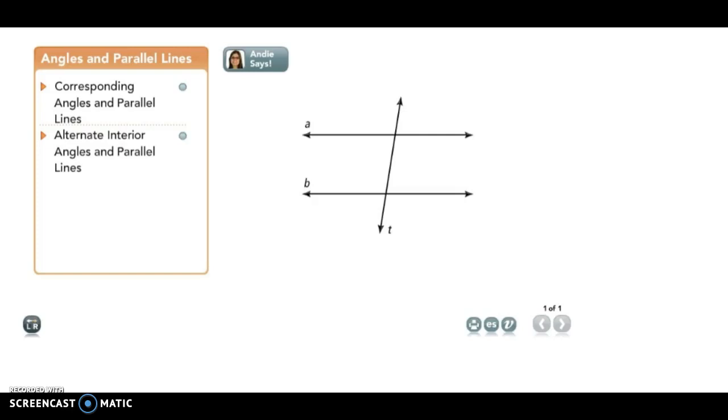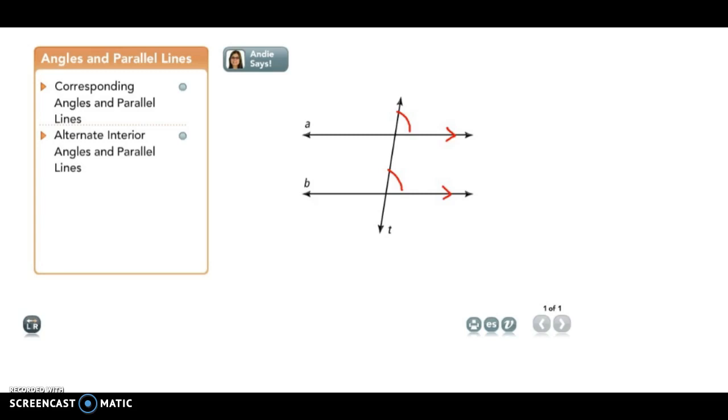This is 11.2, Reasoning in Parallel Lines. First, we're going to look at corresponding angles. We already know that if corresponding angles are on parallel lines, then they are congruent. Therefore, if we already know that these two are congruent, then we have to know that these two lines are going to be parallel, because that's the only way that these two are going to be congruent.